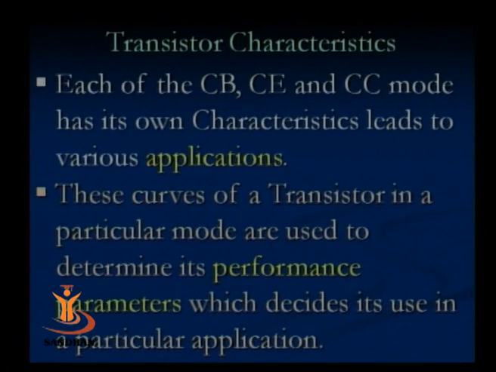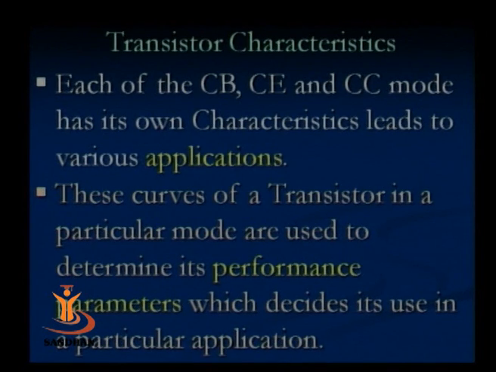Now each of these characteristics, either input or output, may be a little different for different transistors. But if you change the mode of operation, that is common base, common emitter or common collector, then each mode has its own set of characteristics, and these characteristics lead to the application of a transistor in a particular device for a particular purpose. Okay, so these curves in particular modes are very important.